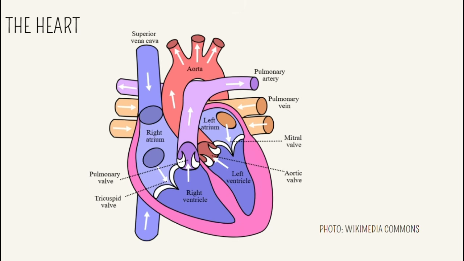So you have the superior vena cava, the right atrium, the right ventricle, left atrium, left ventricle, pulmonary artery, pulmonary vein, the mitral valve, aortic valve, pulmonary valve, and tricuspid valve, which prevent the backflow of blood. So all of these parts of the heart are very, very important. And we're going to talk about how all of this works in just a second.